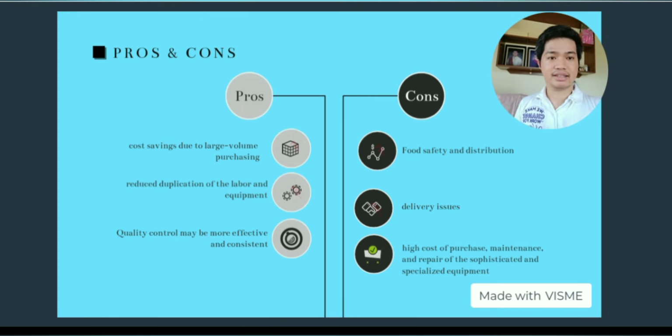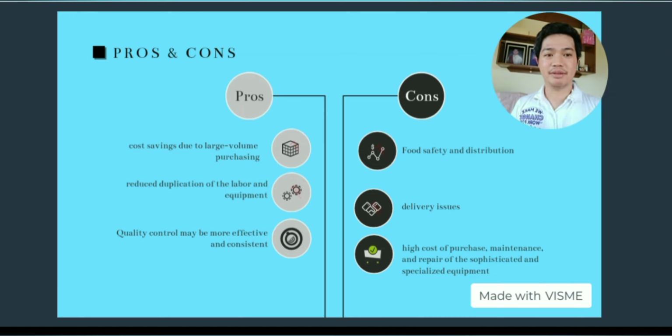So, first, we have advantage, we have cost savings due to large volume. Mas malaki kasi yung matitipid mo kapag bultuhan kang bibili ng mga raw materials. Pwede kasi kayong, anong tawag doon? Maghagel. Tumawad. Ayun. Yun ang hagel, tumawad.